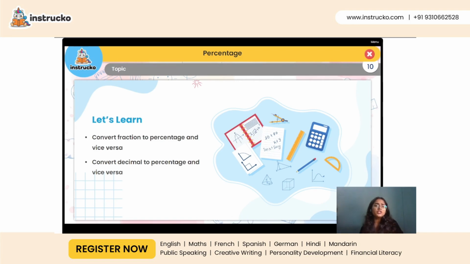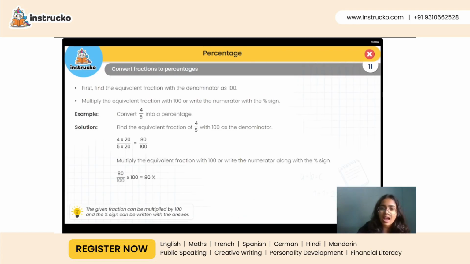So last class we understood what fractions are, what percentages are, and what percentages basically mean. And then we hopped on to the major concept of converting fractions to percentages and vice versa, and also converting decimals to percentages and vice versa. There were a few steps taught earlier. The first one was converting fractions to percentages. You were asked to first find the equivalent fraction with the denominator as 100, multiply the equivalent fraction with 100, or write the numerator with the percentage sign.